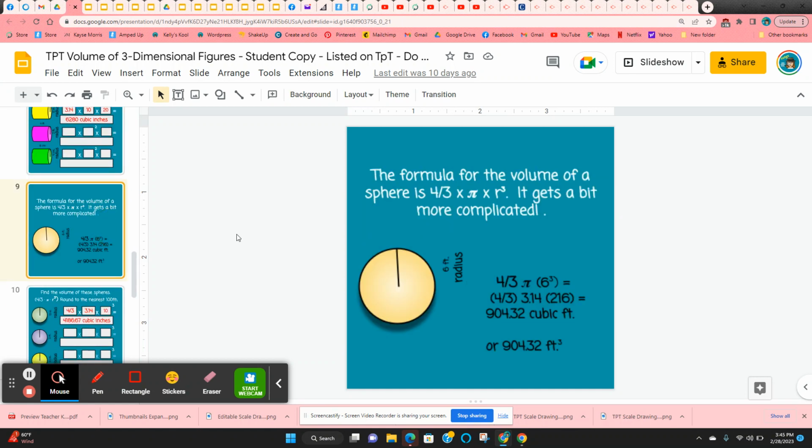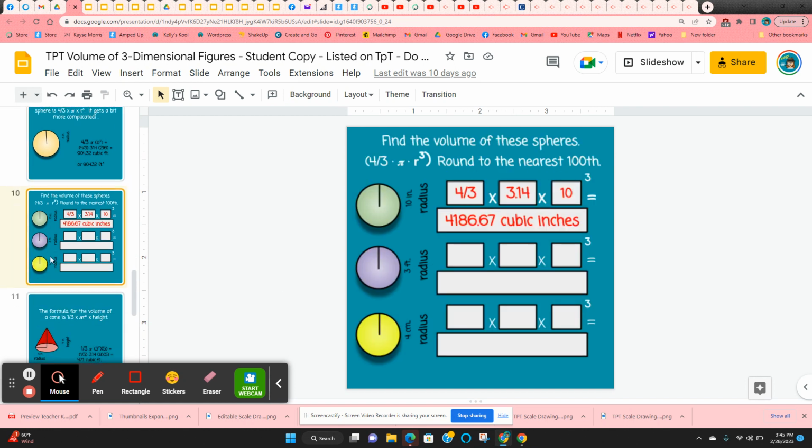Then we move on to the volume of a sphere. So the formula for the volume of a sphere is a little bit more complicated. It's 4/3 times pi times the radius cubed. Okay, so they're going to have to be a little bit more careful on this one. It tells us on here the radius is 6 feet. So you have 4/3 times pi times 6 to the third power, which is 216. When they multiply that out, they get an answer of 904.32 cubic feet. So again, on the next slide, the first one's done for them, and they have to do the other 2.